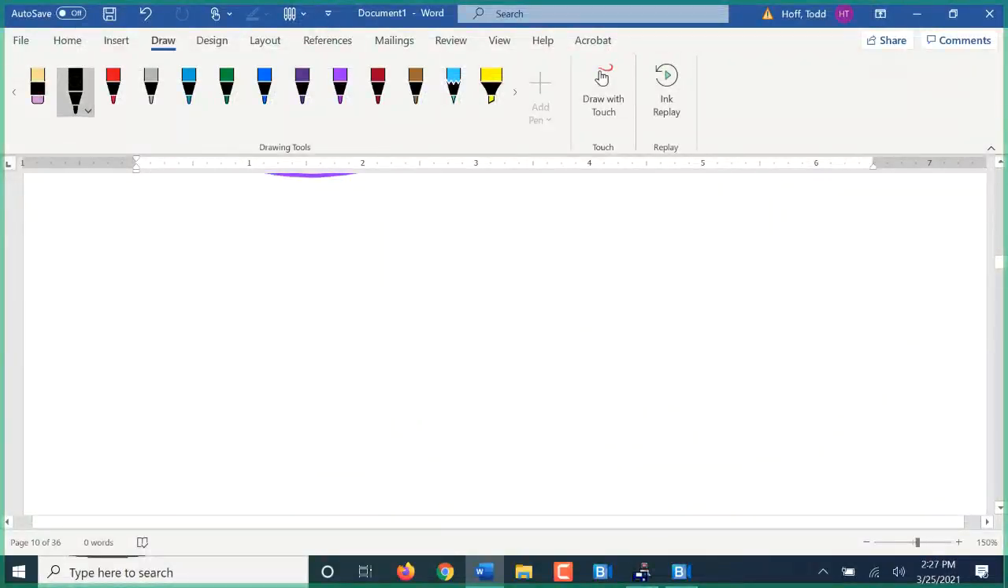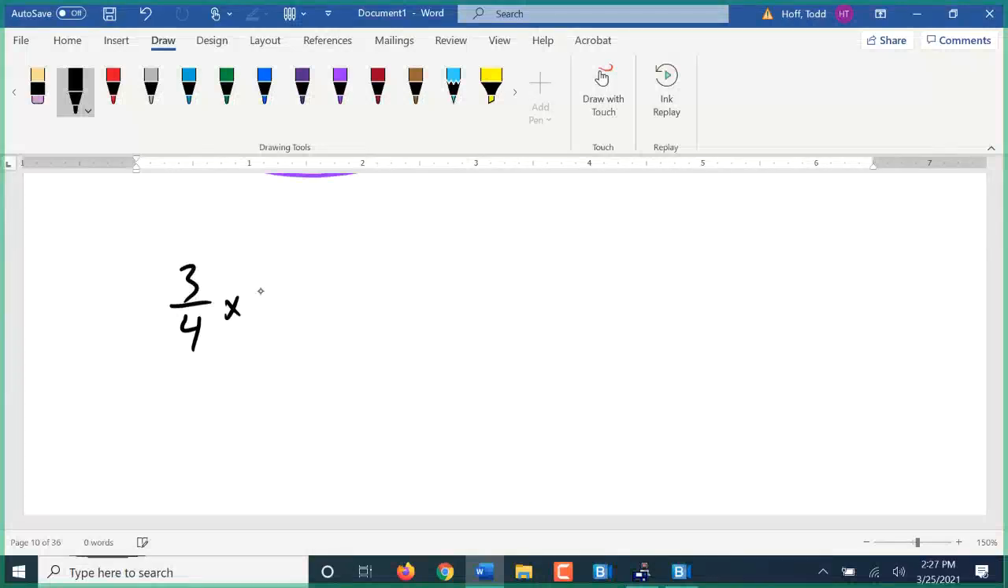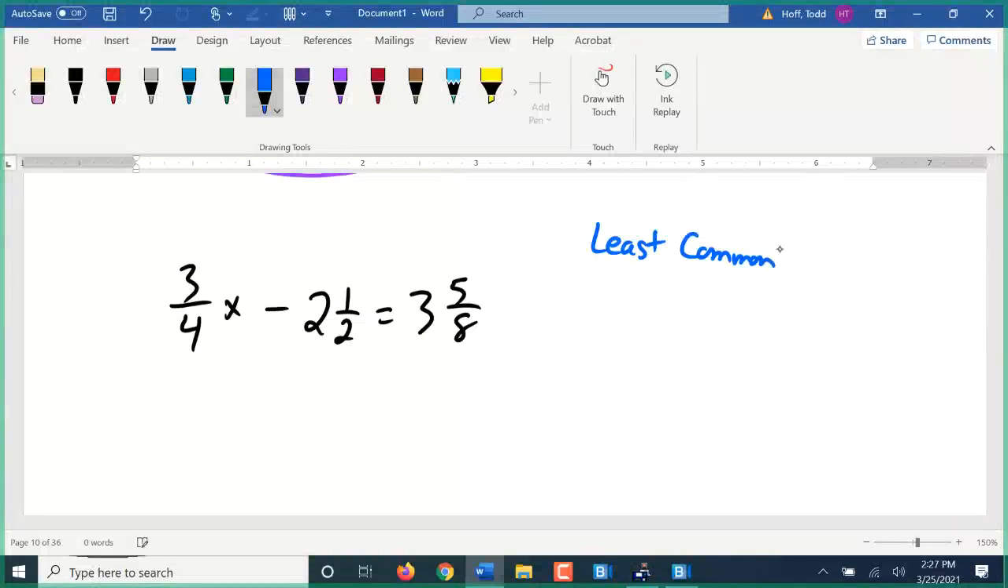Now, there's an alternate way we could have solved that. 3 and 5/8, I believe is what it was. So 3/4 x minus 2.5 equals 3 and 5/8. The alternative way I could have approached that is I could have eliminated the fractions. It is called using a least common denominator. Now, the least common denominator is what we use for adding and subtracting fractions. We use the same thing here to get rid of the fractions, make the fractions disappear.